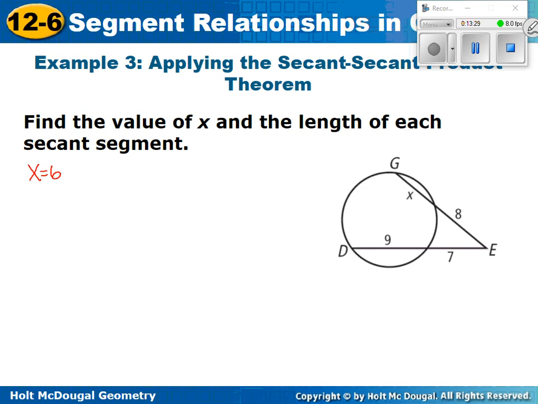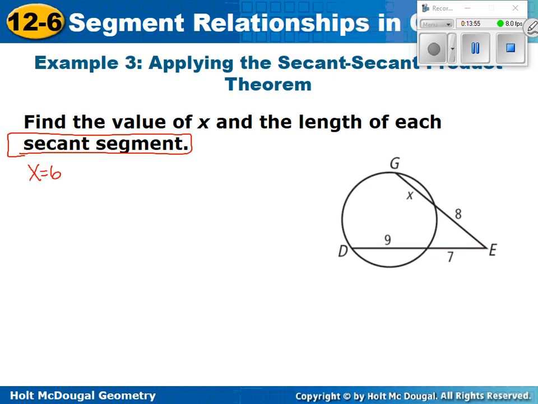Nobody needs me to work it? Okay. If you only wrote x equals 6, you didn't finish the problem. It also said find the length of each secant segment. So now go to the picture. Remember that you have chords, which are not secant segments. Obviously, you don't need to list the outside ones because you already know those values. So what are the 2 secant segments they're wanting you to list here?